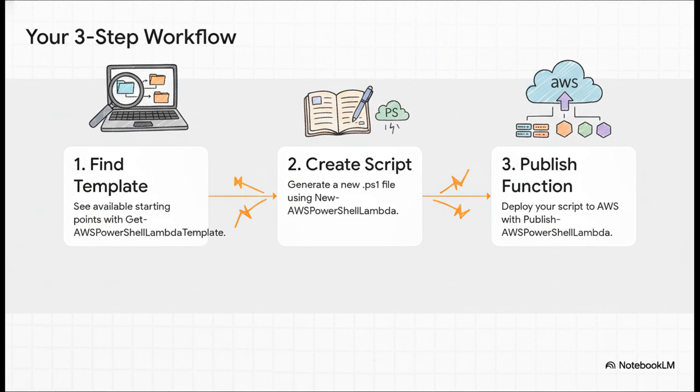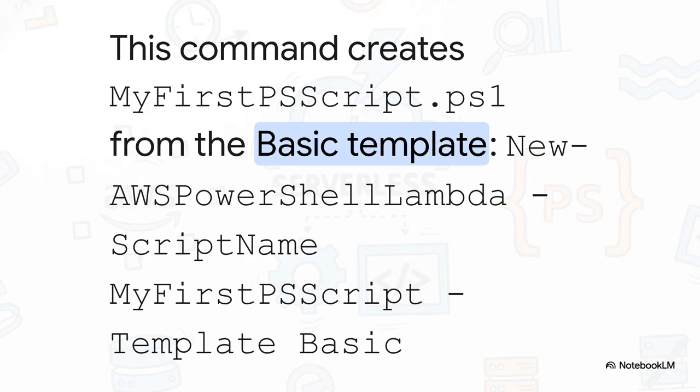Let's break them down. So here's where it gets really efficient. The first 2 steps kind of get combined into this one single command. We just run New-AWSPowerShellLambda, give our script a name, let's call it MyFirstPSScript, and then we tell it which template to use, in this case, just the basic one. And boom, AWS creates the script file for us, ready to go.